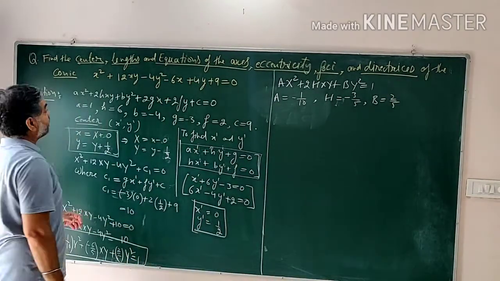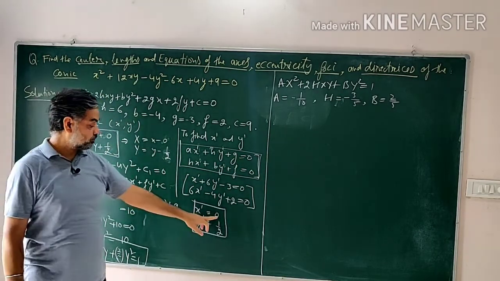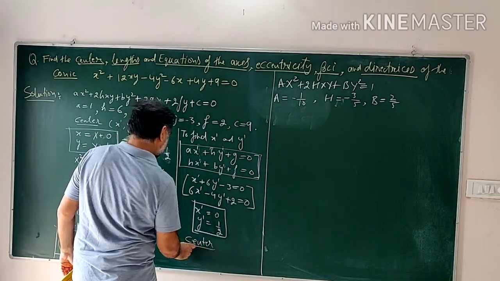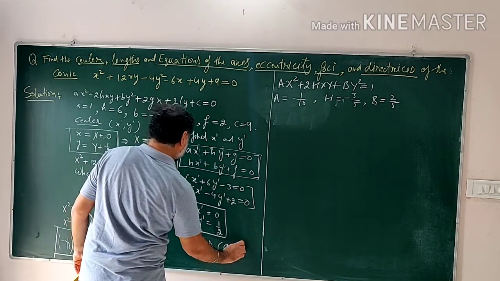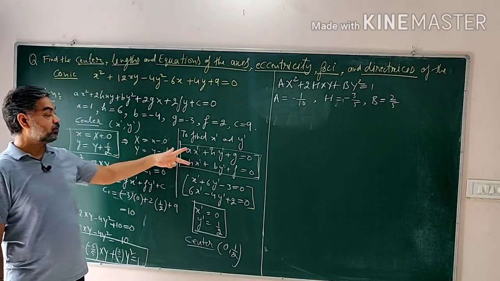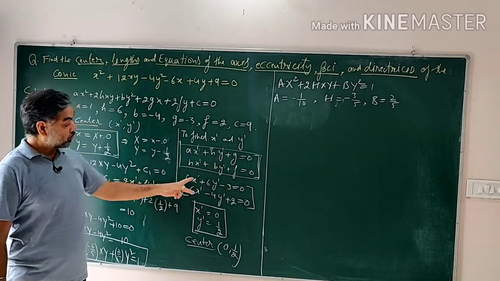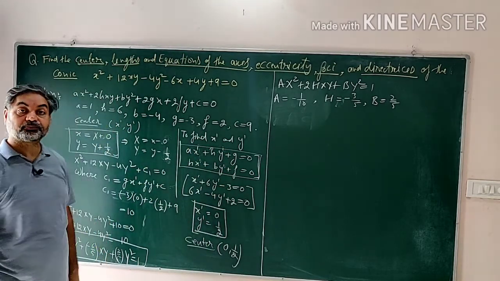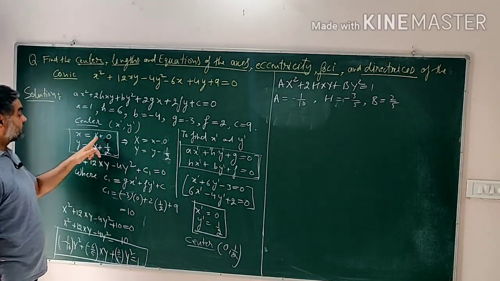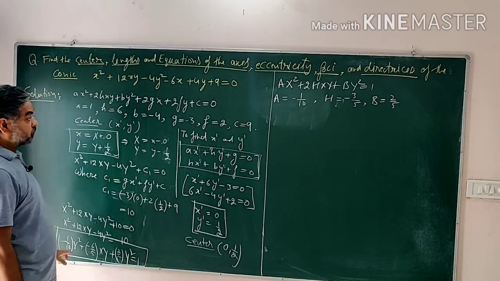So by shifting the origin to the center of this conic, the center of this conic is (0, 1/2). This is the center. How did we get these coordinates of the center of this conic? It was by solving these two equations, ah + hg... hx + by + f = 0. Solving these two equations, we get the center of this conic, and by making these transformations, x is equal to x plus x dash and y is equal to y plus y dash, you can transform this equation to this form.